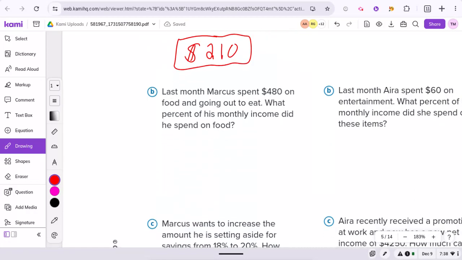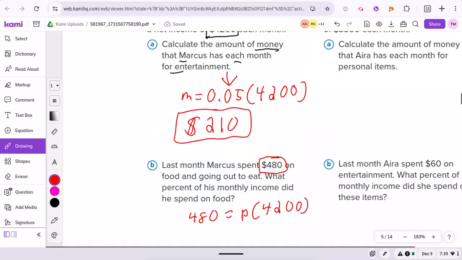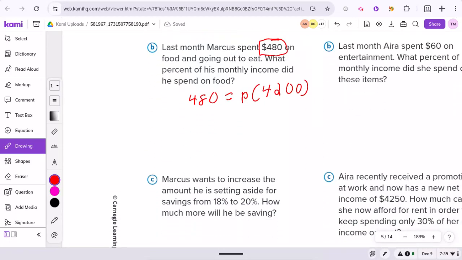Next, for letter B, last month he spent 480 on food and going out to eat. What percent of his monthly income did he spend on food? So this time you're missing this number here, the percentage. So we have the amount spent per month, which is 480. We do not know the percentage, and we do know his monthly income is 4,200. So kind of like we did on the previous page of our lesson, we would now need to divide.